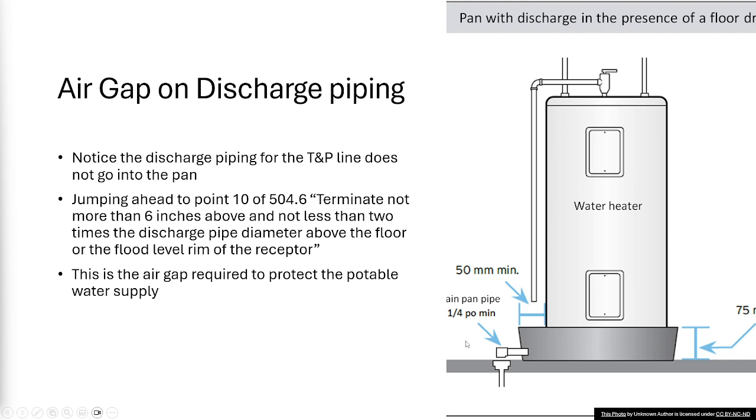If the pan wasn't there, then that air gap has to be between the floor. Say we're in a garage on a slab, and we're not putting a pan in, even though I think we should do it all the time whenever possible. If we're not going to do that, there still has to be an air gap between the floor and the bottom. But if there's a pan, it's the flood level rim. Any kind of tank, any kind of receptor, it's that flood level rim where if that drain backs up, that piping is not in direct contact with the drain water.